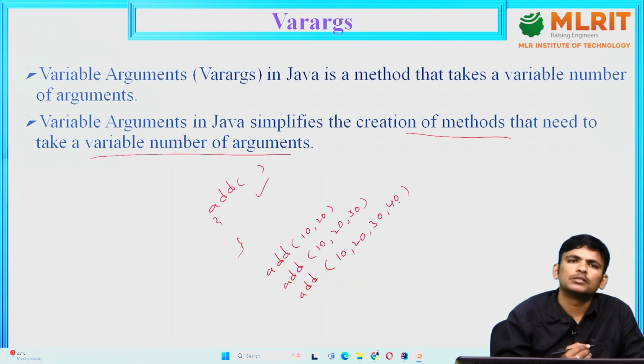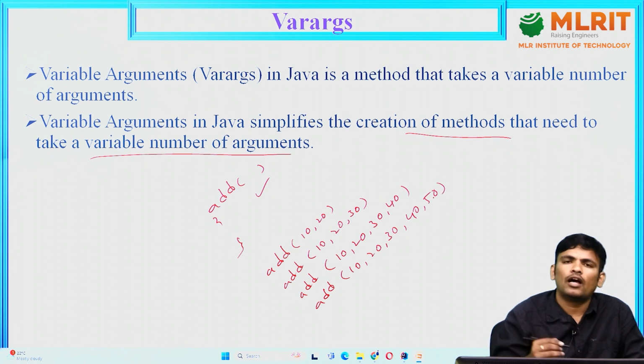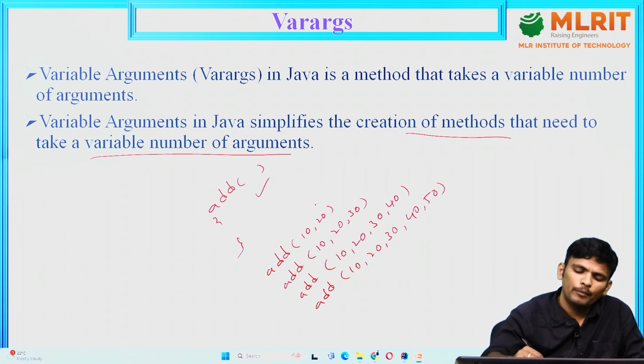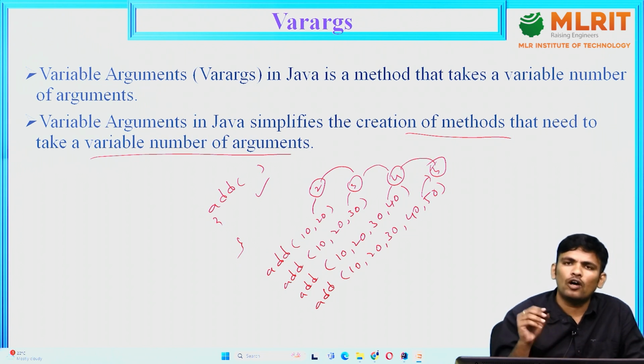The same add method must be in a position to perform the same operation, and then I am passing five arguments, and the same add method must perform the same operation. Now if you observe, here I am passing two arguments, here three arguments, here four arguments, and here five arguments. The variable arguments are varying.